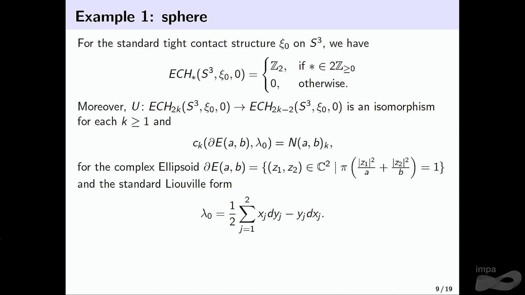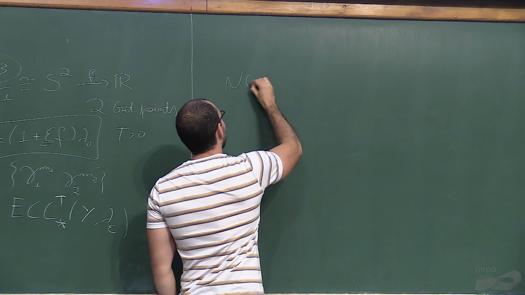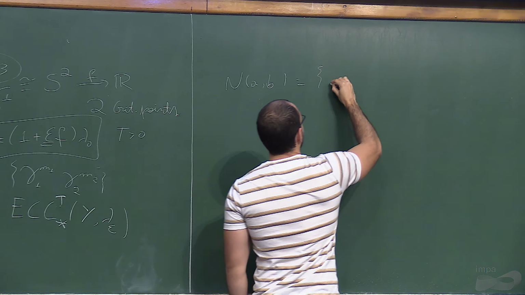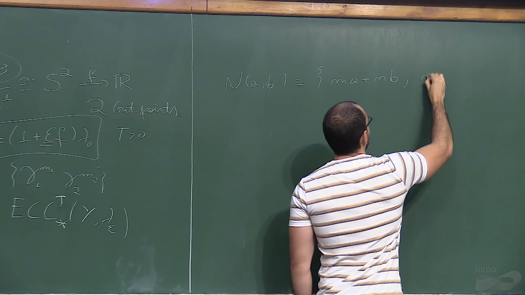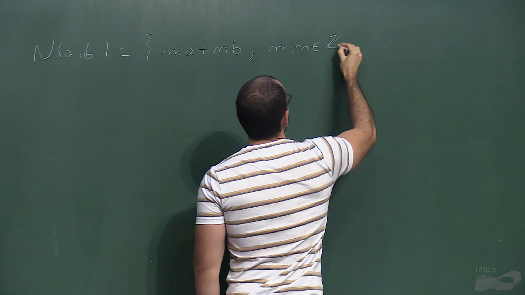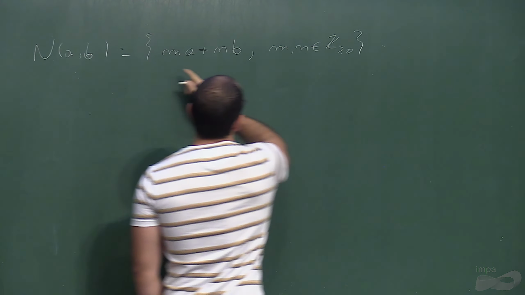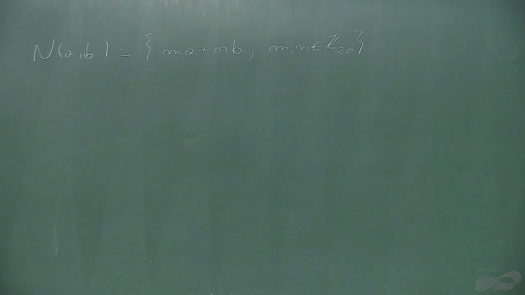And moreover, for a complex ellipsoid, which was defined already this week, we can compute the whole ECH spectrum. And since we just have one singular homology class, as this is simply connected, these are all the spectral invariants that we defined for this example. So N_{a,b} here is the sequence of linear combinations ma plus nb, with m and n non-negative integers, but ordered in non-decreasing order, and this is the whole sequence.